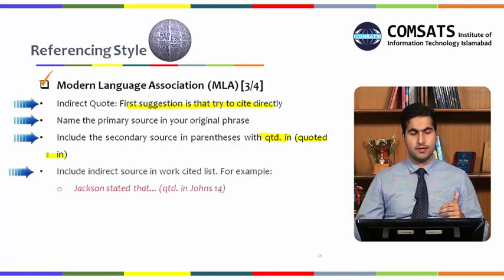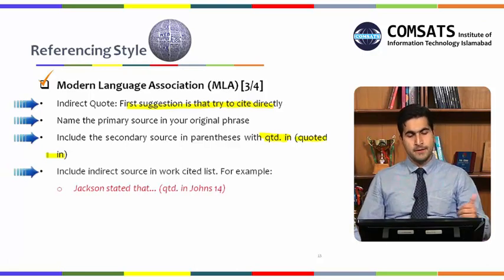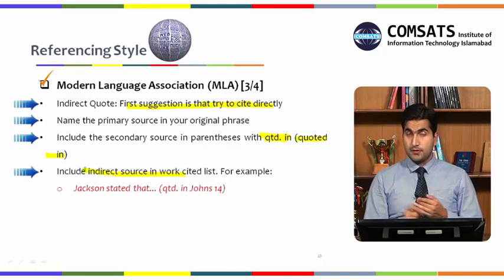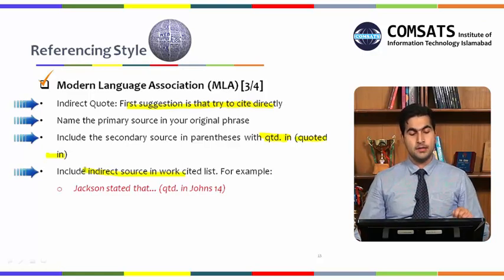The example is going to make things more comprehensible. Include the indirect source in the works cited list as well. Cite the primary source, cite the secondary source as well. Cite both of these. Neither of these two should be ignored. Both should be there. So now you look at the example.